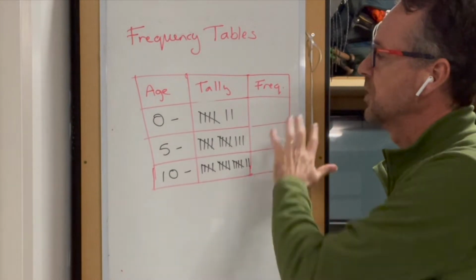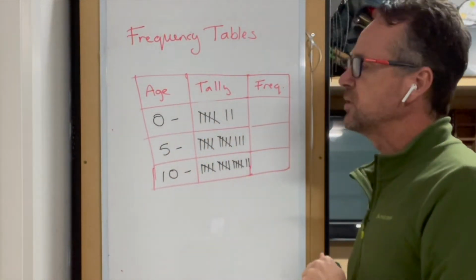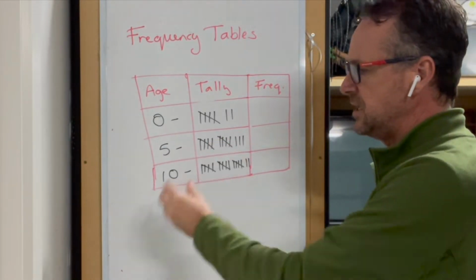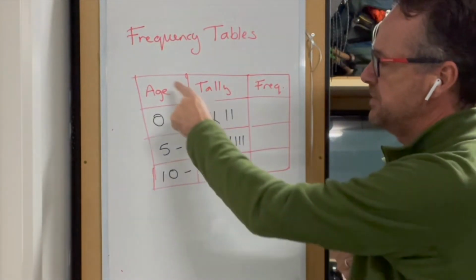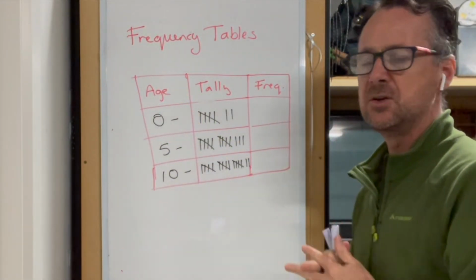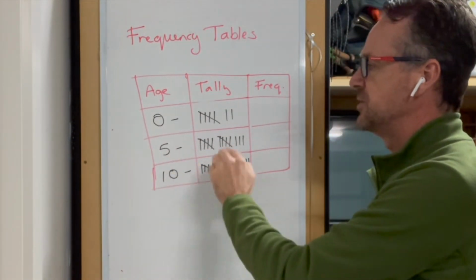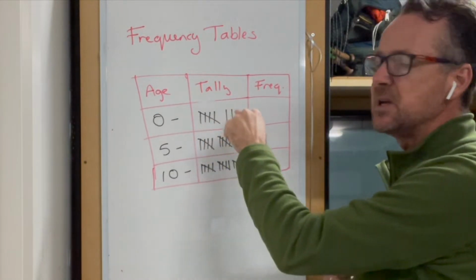Okay, so let's have a look at frequency tables. This is where we are looking at a set of data. In this case, rather than listing all the individual items, in this case it'd be age, we're grouping them into from 0 upwards, then from 5 upwards, and then from 10 upwards. Then in the tally column, we're keeping a list of how many they are.